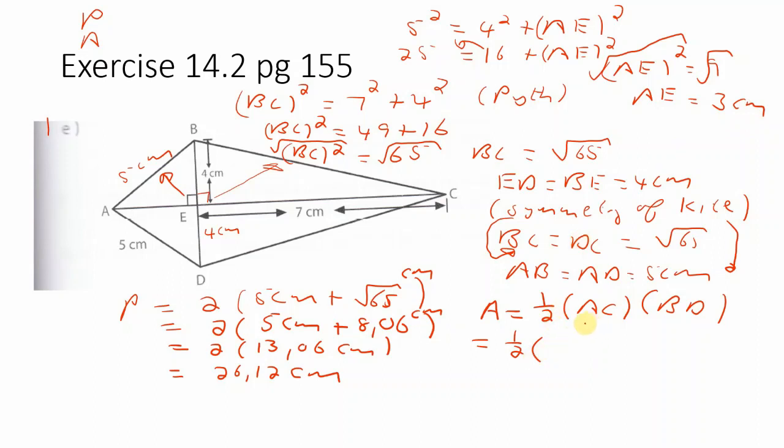So therefore we know AC is the 3 centimeter plus the 7 centimeter, which is 10 centimeter, and BD is the 4 centimeter plus 4 centimeter, which is 8 centimeter. So we have 10 times 8, which is 80, divided by 2, it's 40 centimeter squared.